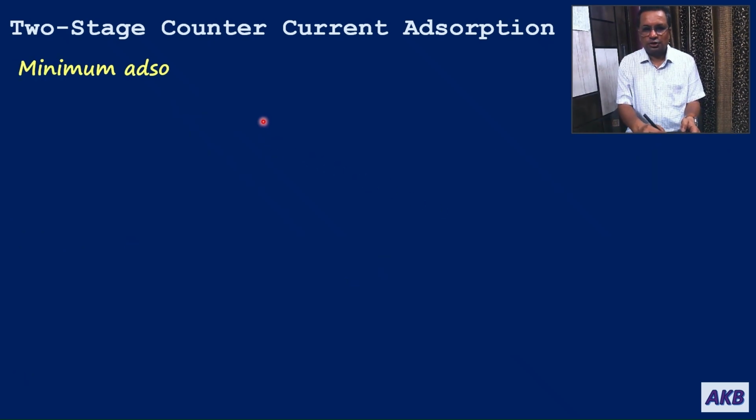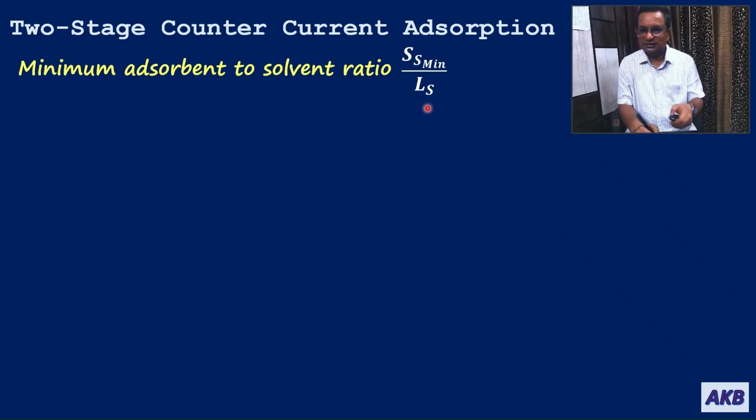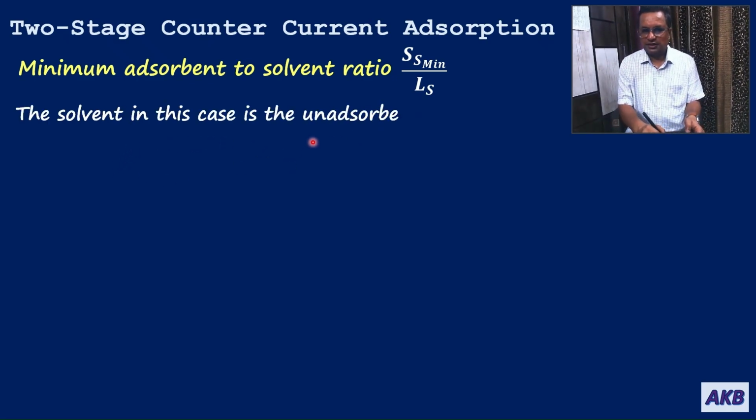Now let us talk about minimum adsorbent to solvent ratio, that is SS minimum by LS. I have discussed it in my lecture number 18, part number 18. The solvent in this case is the unadsorbed component. So in the ratio, the solvent that we are talking about is nothing but the unadsorbed component, that is component B.